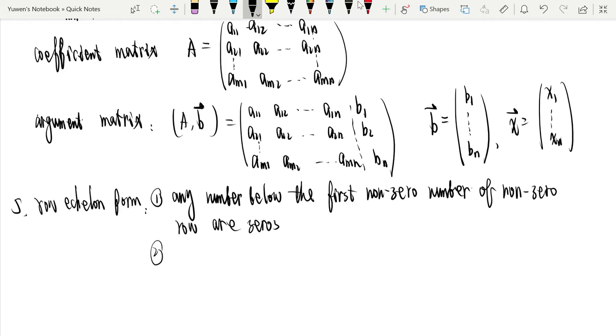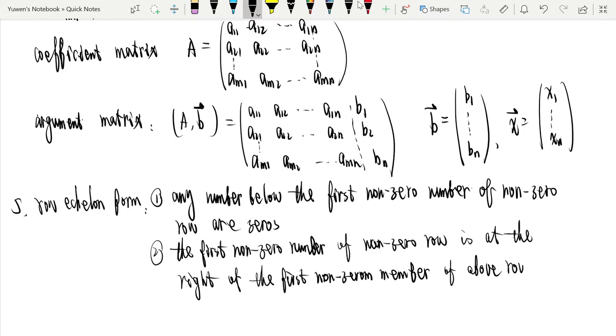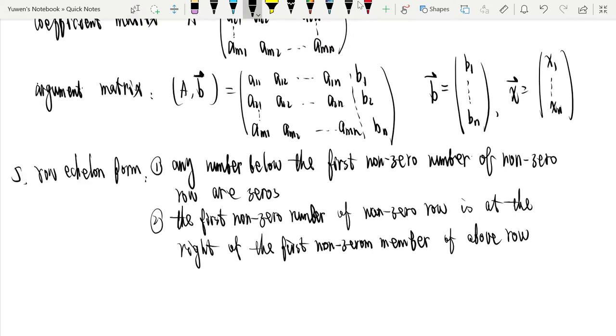The second is that the first non-zero number of a non-zero row is at the right of the first non-zero number of the row above. It is at the right of the first non-zero number of the above row.